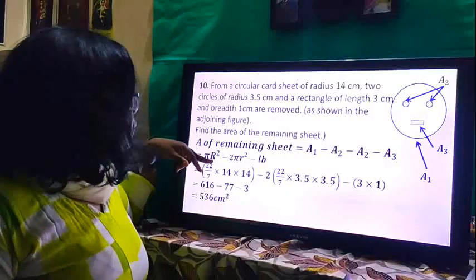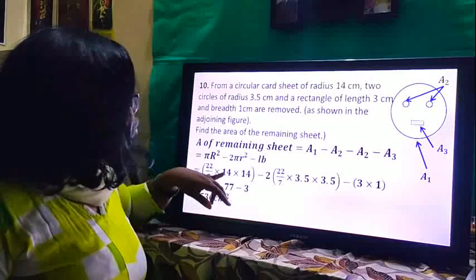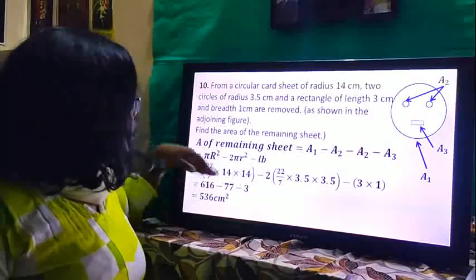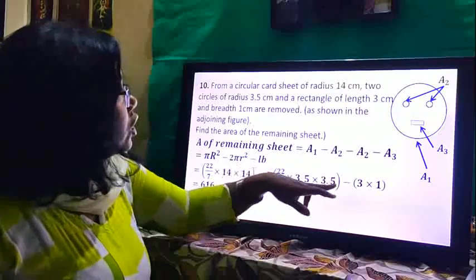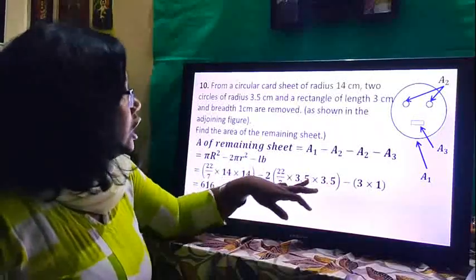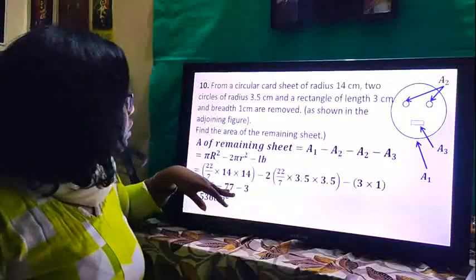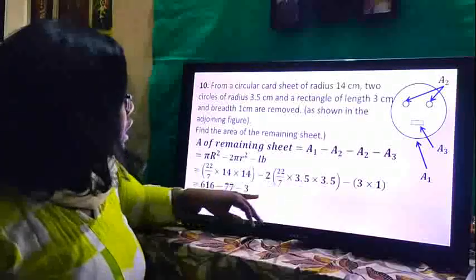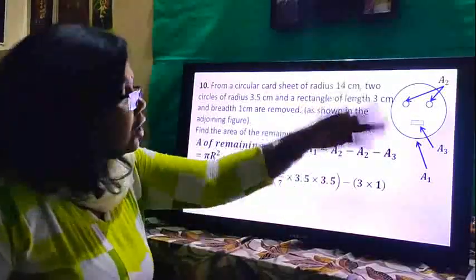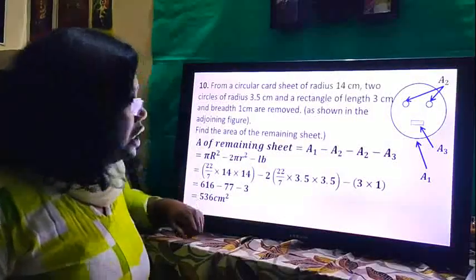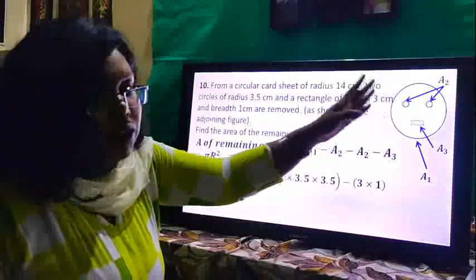Now pi r square, the bigger radius is 14. So 22 by 7 into 14 into 14. You cancel them, you get 616. Minus 2 into 22 by 7 into 3.5 into 3.5. 3.5 is cancelled by 7, you get 0.5. And then when you multiply all of them, you get 77. Minus 3 into 1, 3. Now the minus sign will be retained because they have to be subtracted from the bigger one. So when you subtract, you get 536 centimeter square. That is the remaining card sheet with us.